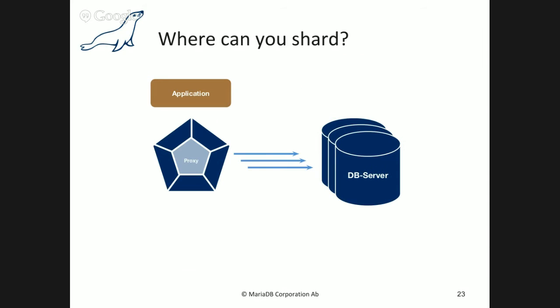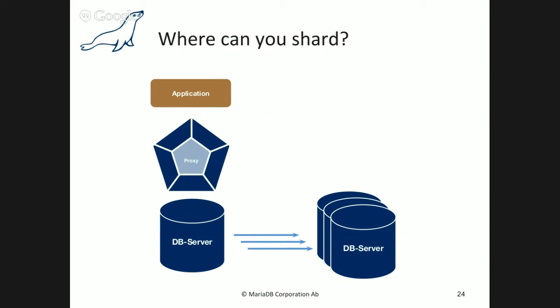And if you do it on a proxy level, then the application doesn't have to be aware of the sharding, which makes it a lot easier for the application layer. And then you can do it through a storage engine, which basically means you don't even need a proxy, because you connect to a database server and the sharding is happening under the hood in the storage layer or in some other layer.